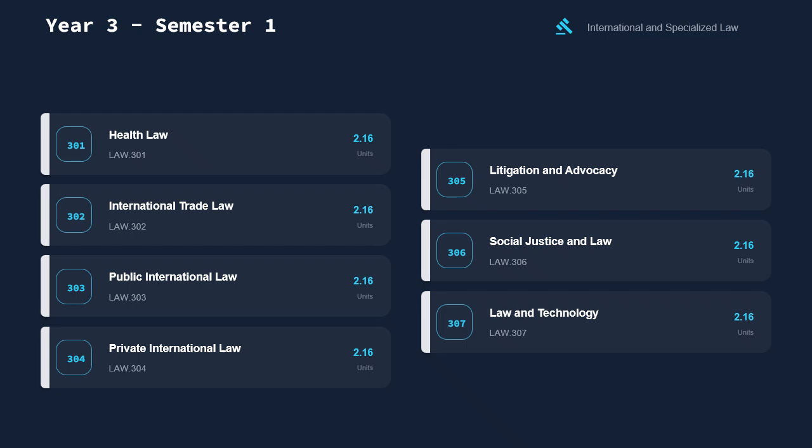3. Use of force and international security. 3.1 Jus ad bellum: Prohibition and Exceptions. The UN Charter prohibits the use of force, Article 2(4). Exceptions include self-defense, Article 51, and Security Council authorization, Chapter 7.